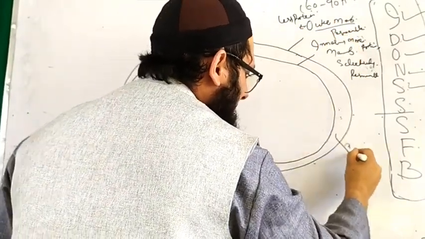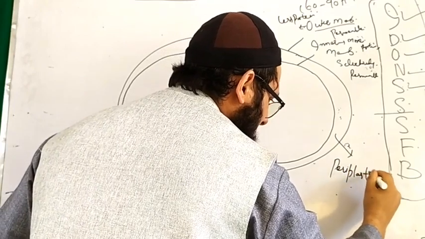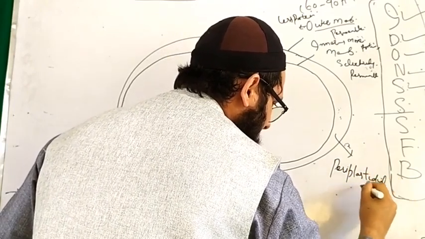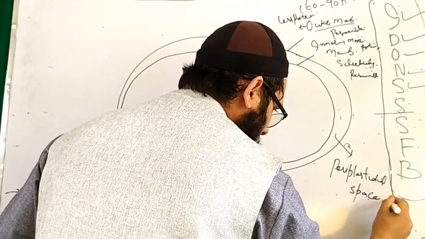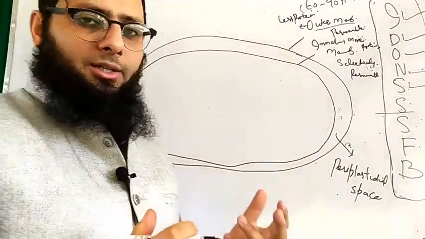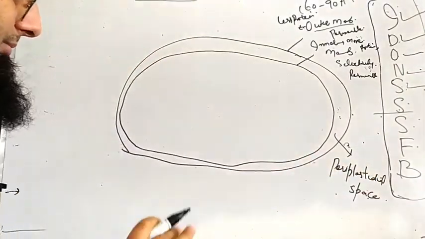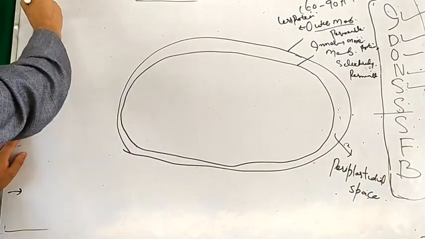Then we have a space between the outer and inner membrane. This space we call the periplastidial space. In the case of mitochondria, we would call it the perimitochondrial space. Here we call it the periplastidial space. Okay, this is about the envelope.